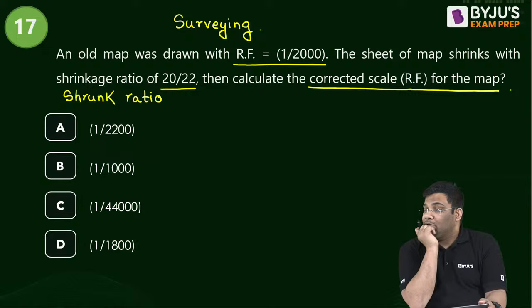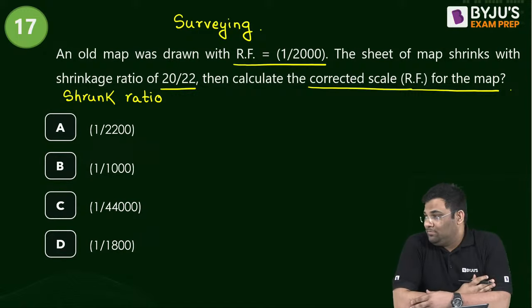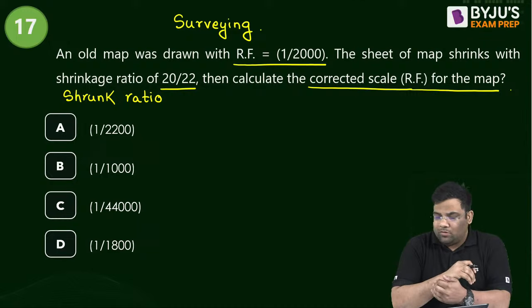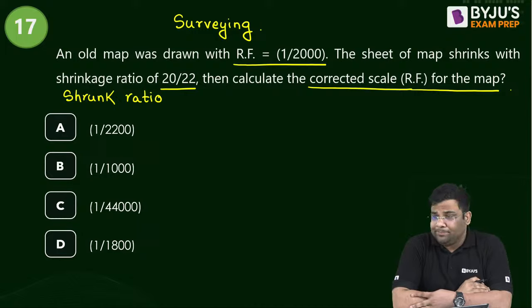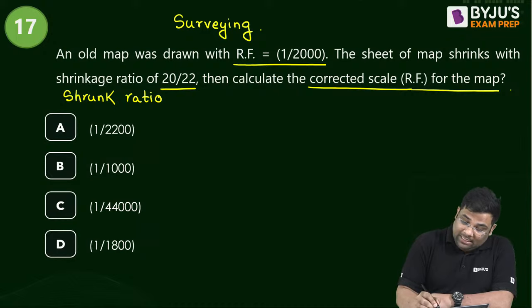So Vishal is answering, okay. That is the answer to the last question. What is the answer to this question? Tell me, I'll give you some time. So fast. We are slow. Okay, 1 by 2200. Let us see. Others also, please tell.